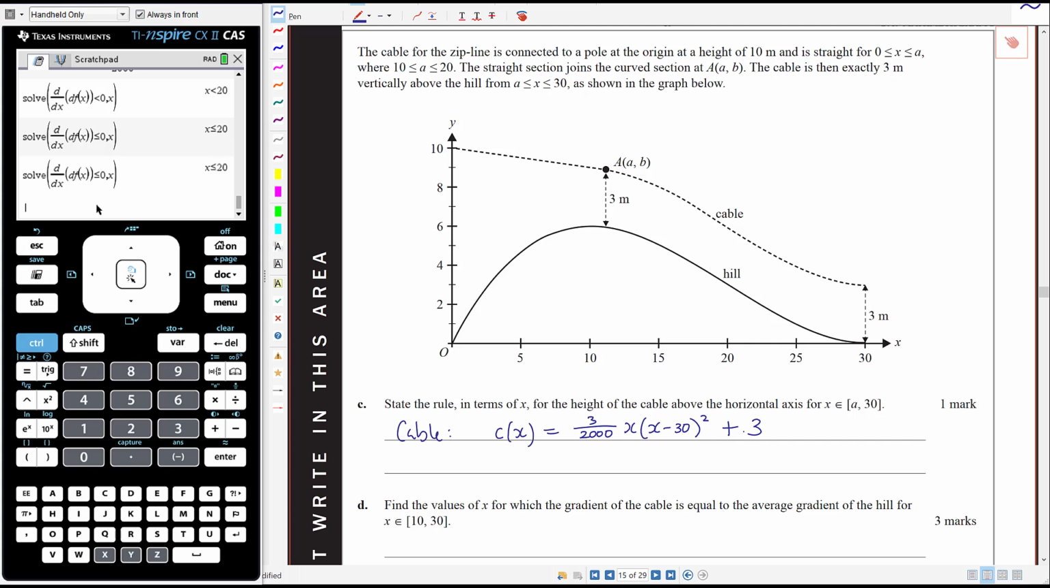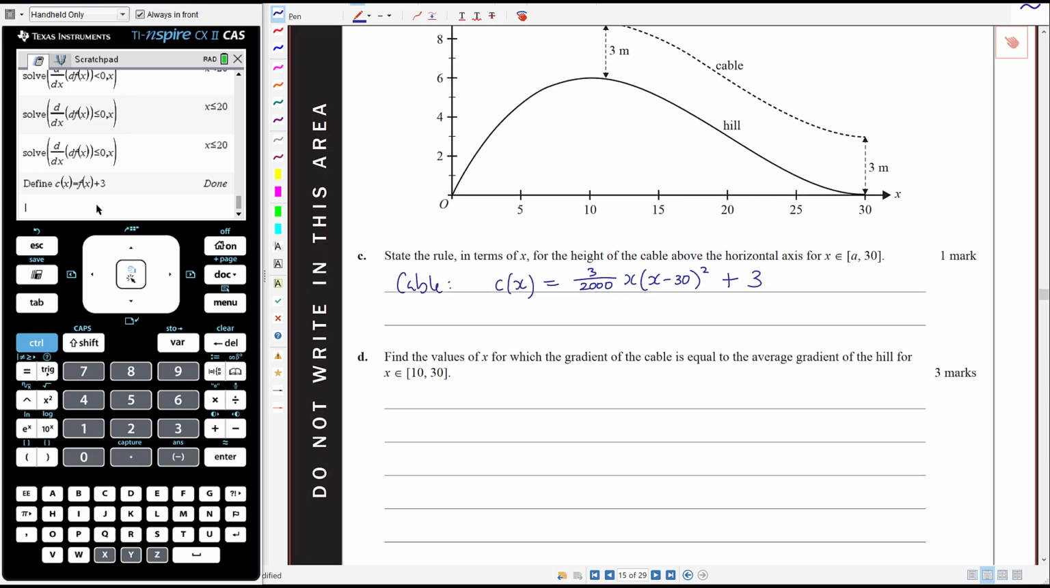Plus 3. Okay, in my CAS, I'm going to, not solve. In my CAS, I'm going to define the function for the cable so I can use it. C of x is f of x, which is how I've defined the original hill, plus 3. Great. Find the values of x for which the gradient of the cable is equal to the average gradient of the hill for x between 10 and 30.